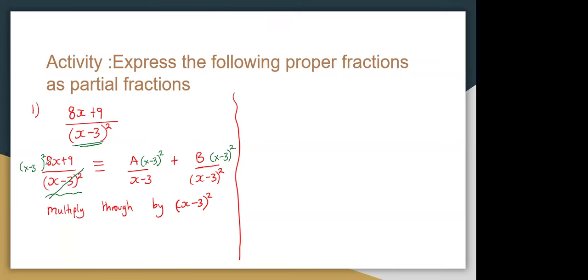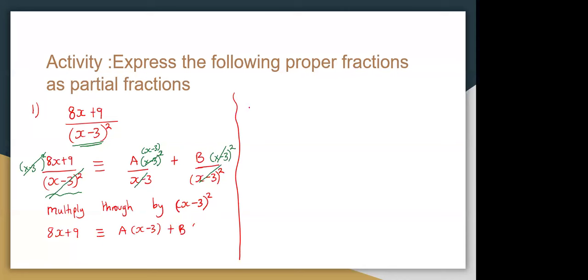Now, what is going to happen? Class, you are going to notice that this and this are going to cancel. Then here, these are 2, this is 1, so I cancel one, and here I reduce, so I remain with only 1 of it. Then this and this cancel. At the end of the day, I'm going to remain with 8x + 9 equivalent to A(x - 3) + B.